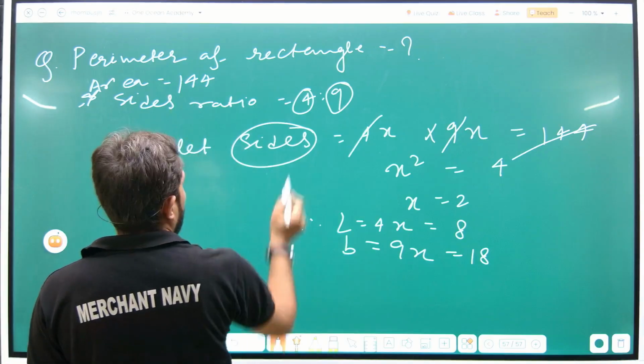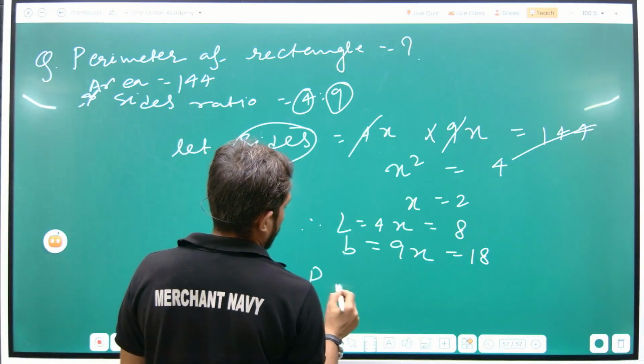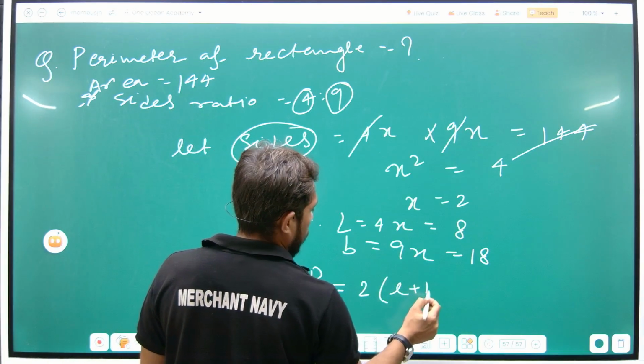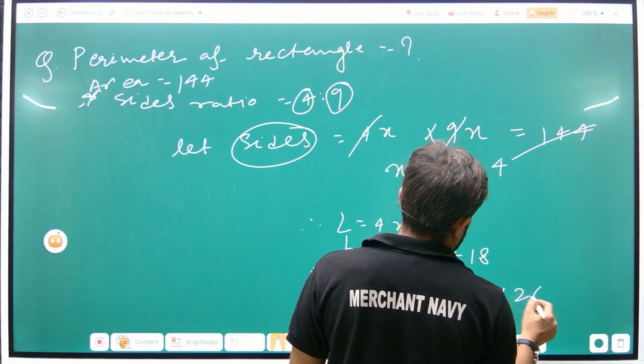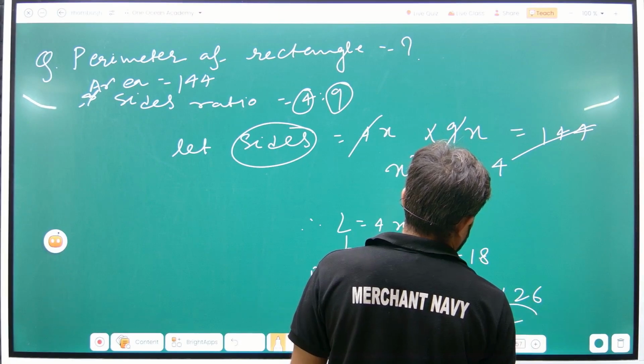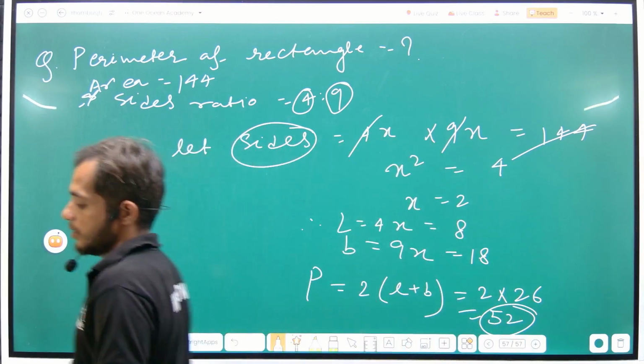Now you need to find out the perimeter. So perimeter is equal to 2 into L plus B. You will get 2 into 18 plus 8, that is equal to 26, and this is equal to 52 centimeter.